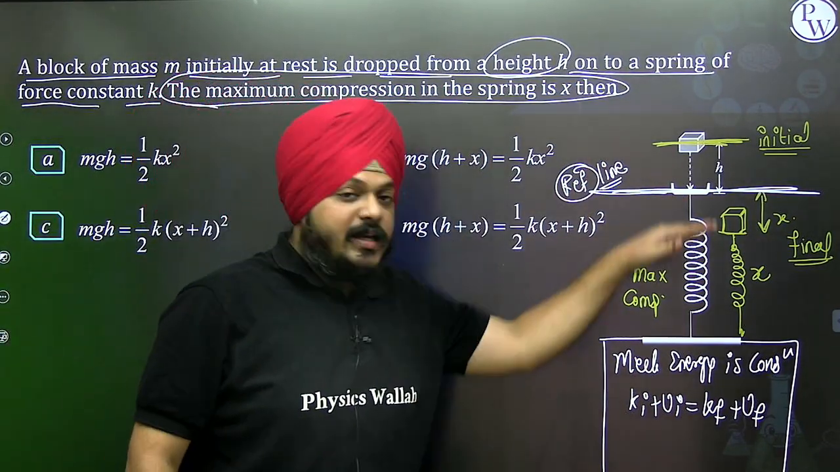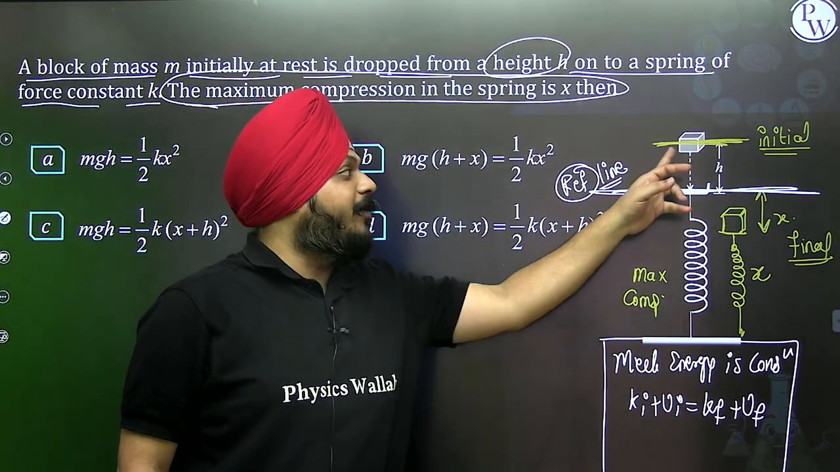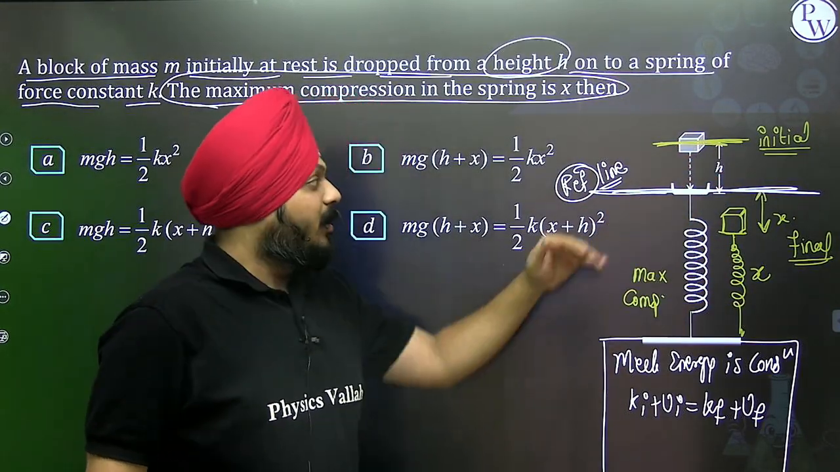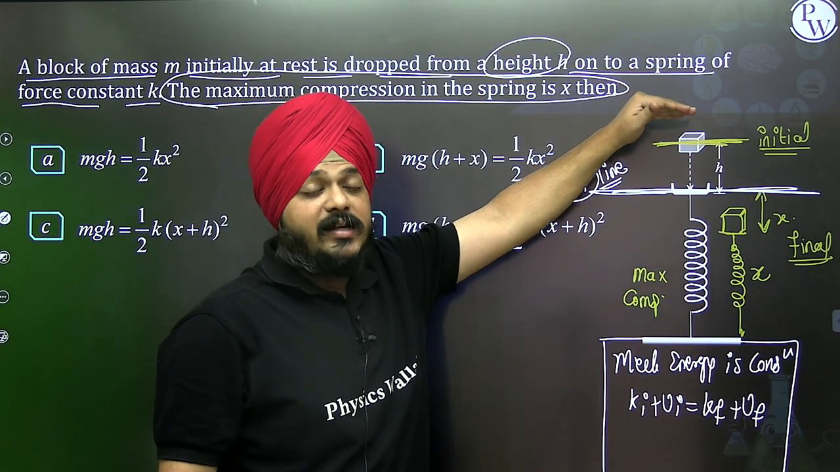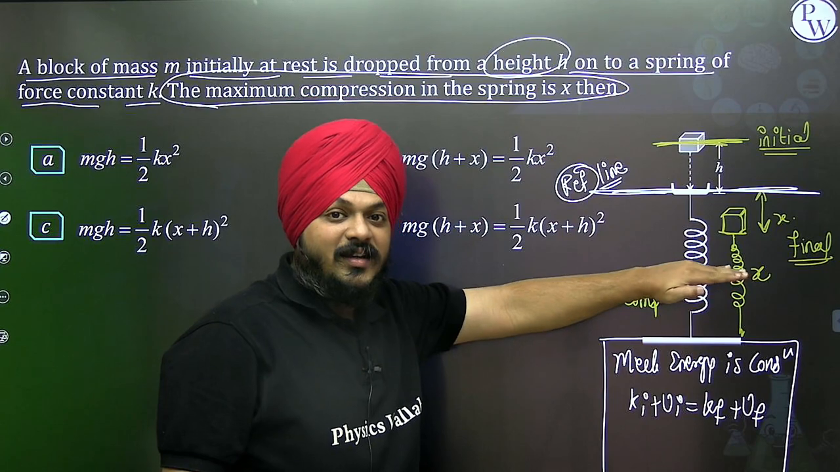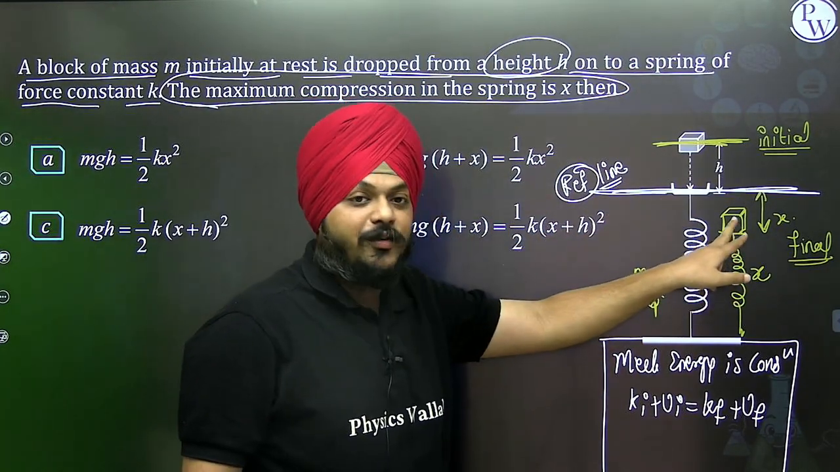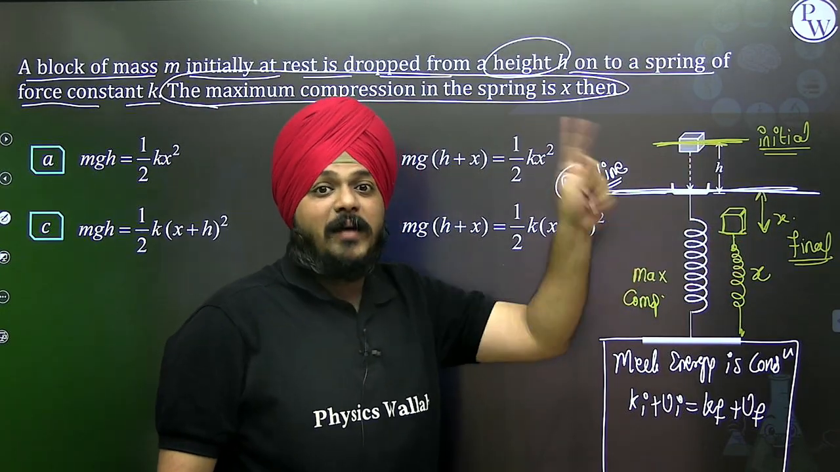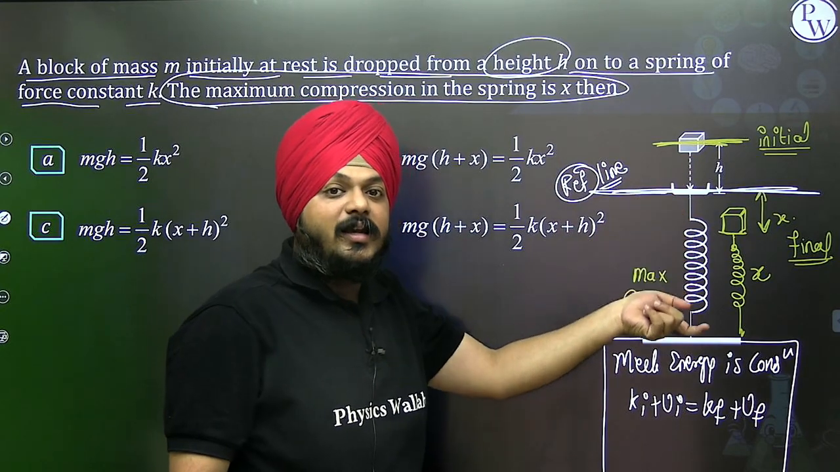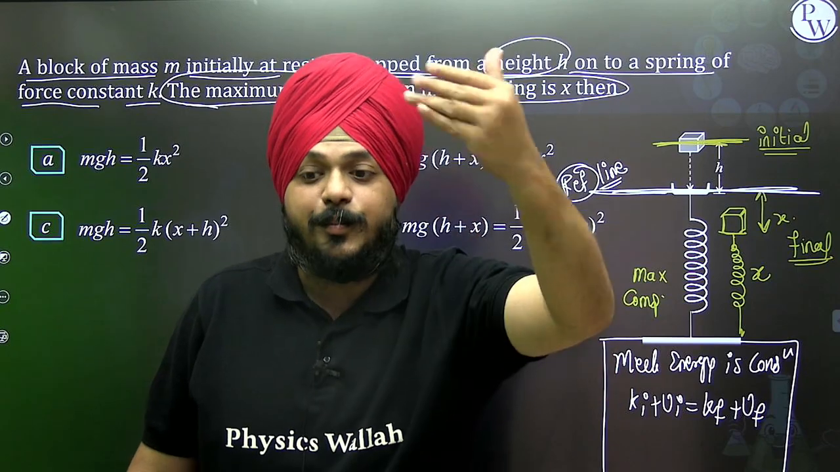The length of the spring is not defined. We are having only the values of h and x. Above this, potential energy is mgh, positive. Beyond this, two types of potential energy. One is the gravitational potential energy, that is negative, minus mgx. And because of this, work is done on the spring, half kx square, that is the elastic potential energy.